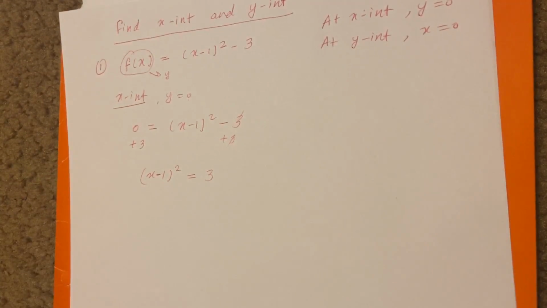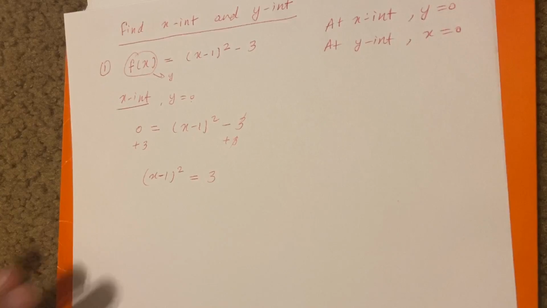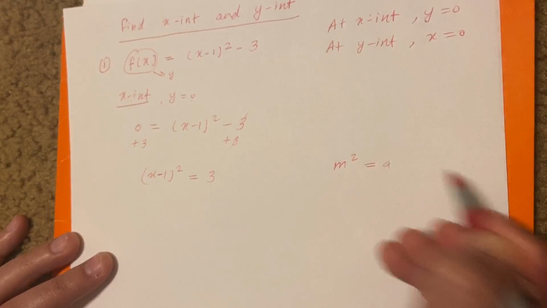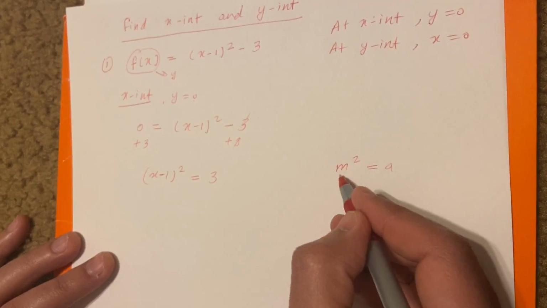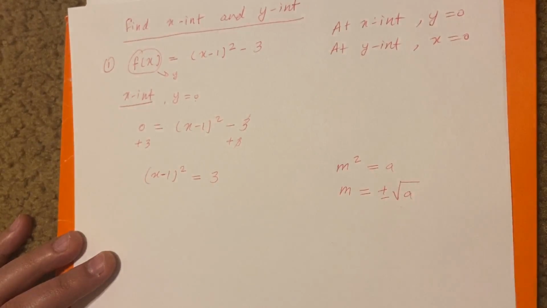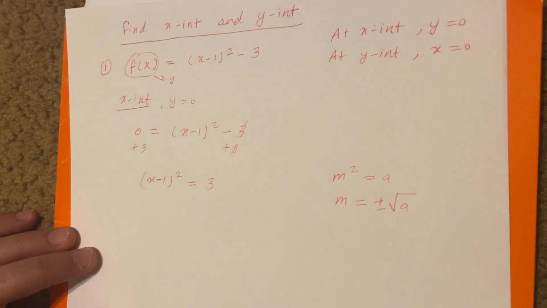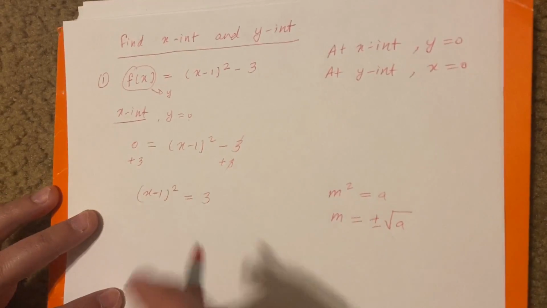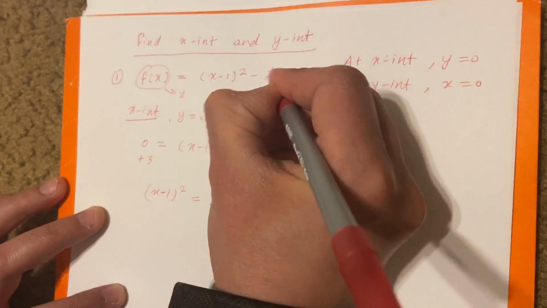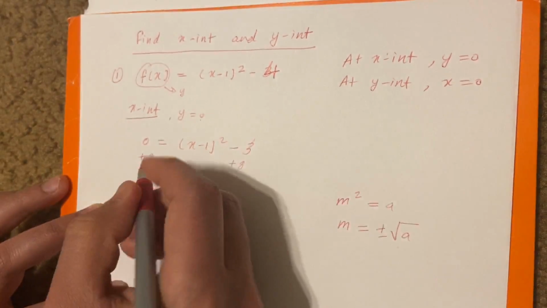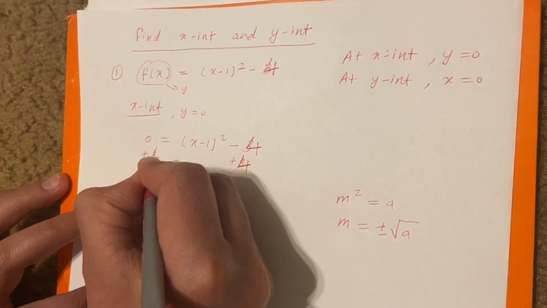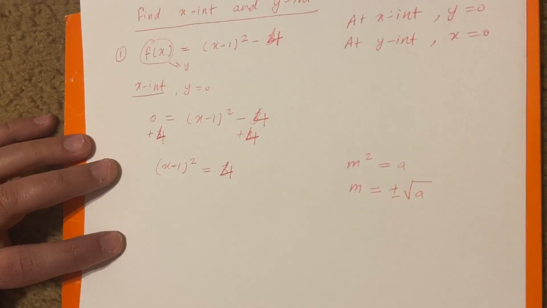Now, if you remember, this is the square root property. If we have m squared, or any square form, on one side equal to a number a, then solving for m, m is equal to plus or minus the square root of a. Just to make this one easy, instead of 3, let's say 4. Let's replace this whole 3 by 4. So now this is 4.